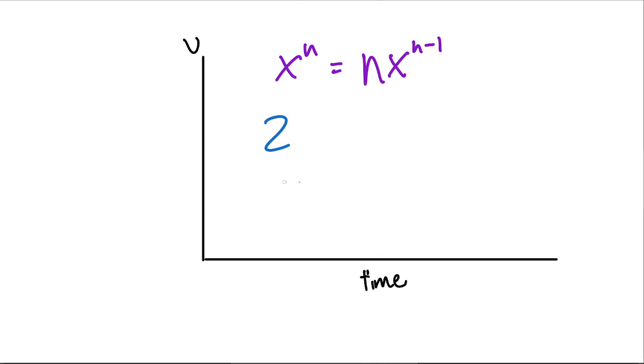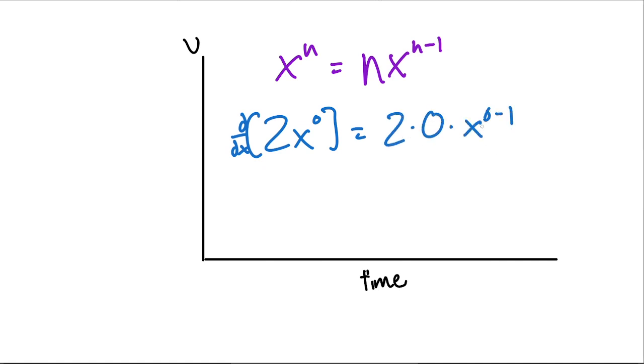And just a little bit of a clarification. Take 2 times x to the power of 0, which is just saying 2. When we take the derivative, this is equal to 2 times 0 times x to the power of 0 minus 1. Now, we have a times 0, so that just means that this is going to be equal to 0.